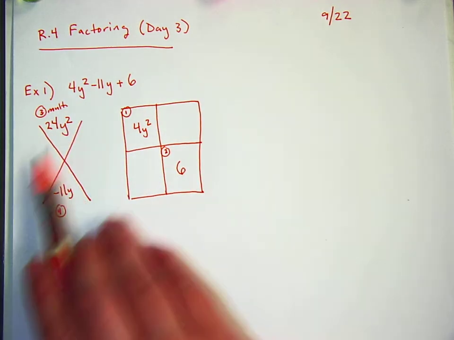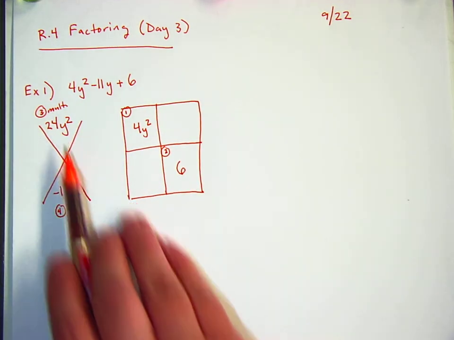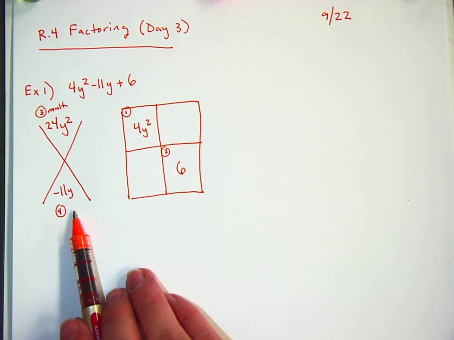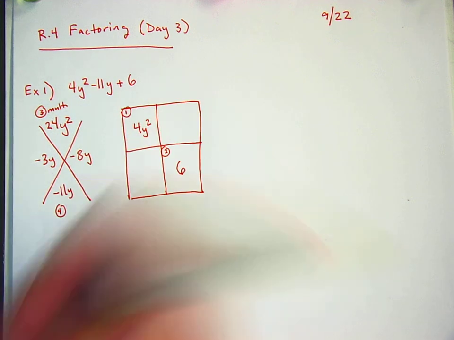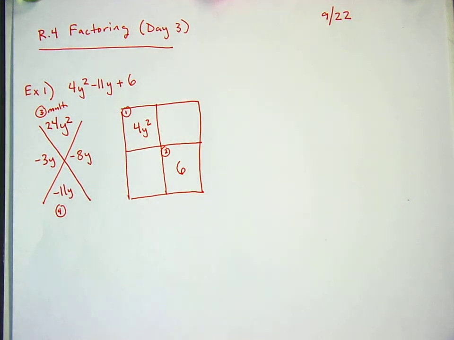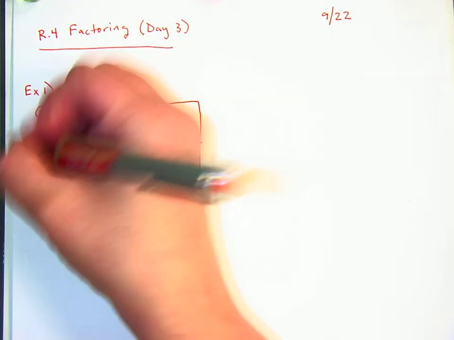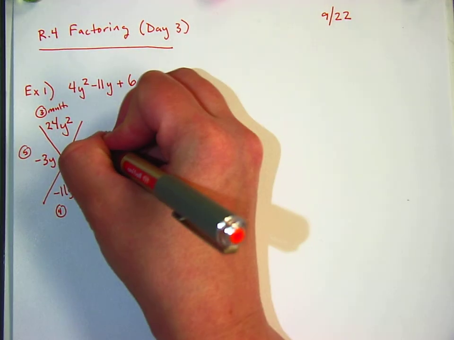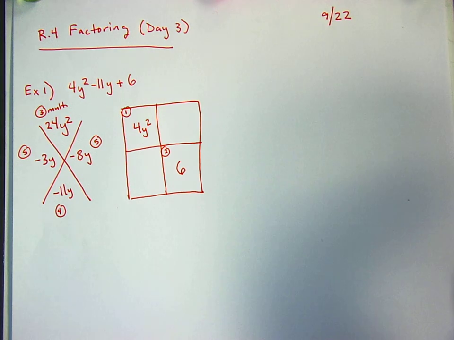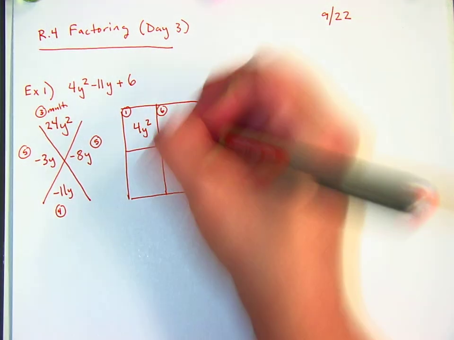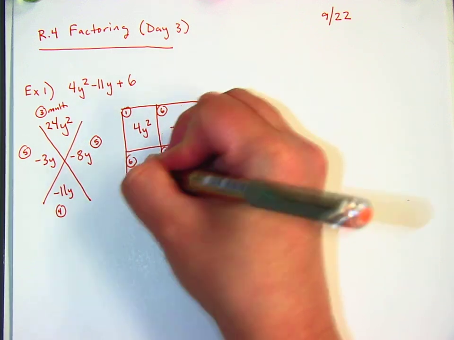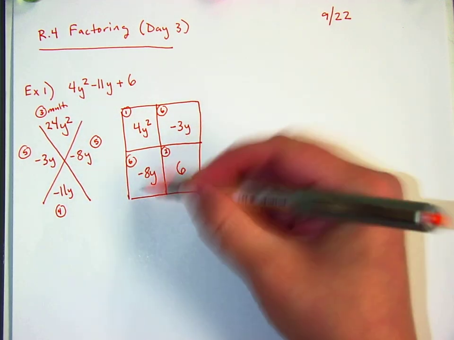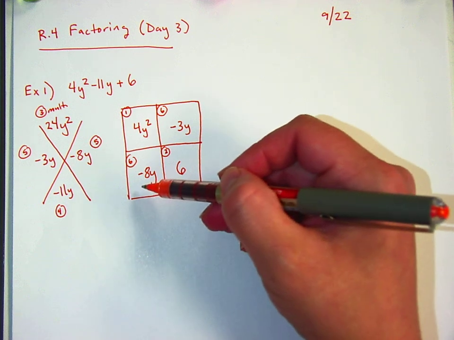Okay, and now it's very much like the kind of system you're used to. We're going to try to figure out what two things multiply to get 24y squared but add to get negative 11y. So that should be negative 3y and negative 8y, because if you multiply those together, you get positive 24y squared, but if you add them together, you get negative 11y. So this was step 5, was figuring out what those two are. Step 6 is putting these in the boxes. It doesn't matter which one goes where, as long as the things that are on either side of the x go in these two spots. But again, you could have put negative 3y down here, wouldn't matter.